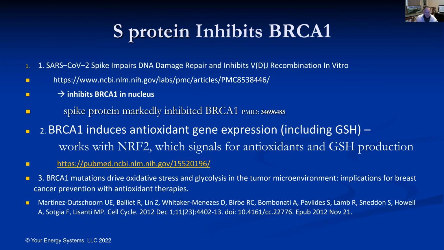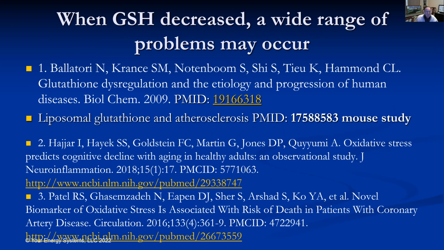It turns out that the antioxidant response elements and glutathione are important in DNA damage repair. And that's why BRCA1 has become associated with some inefficiencies in the production of BRCA1 and, due to genetic mutations, has been associated with certain cancers. So when glutathione is decreased, a wide range of problems may occur. And this was first pointed out in a paper by a fellow named Ned Ballatori published in 2009.